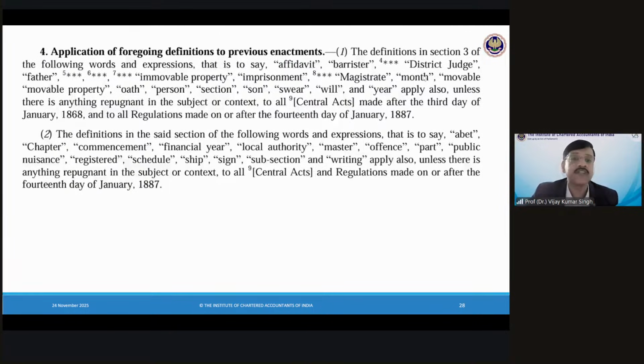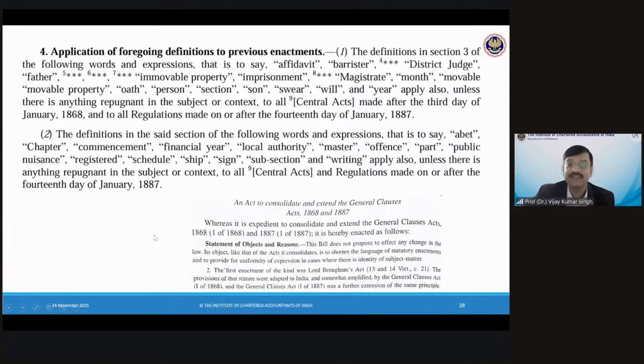I hope you got the context of section 4. It is basically trying to include the meanings and expressions of particular words in two different General Clauses Acts, which got merged and came up as the General Clauses Act 1897. The definition in the said section of the following words and expressions, that is to say abet, chapter, commencement, financial year, local authority, master, offense, part, public nuisance, registered, scheduled, ship, sign, subsection and writing, apply also, unless there is anything repugnant to the subject or context, to all central acts and regulations made on or after the 14th day of January 1887.